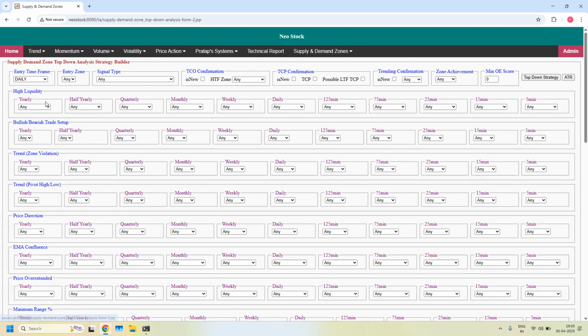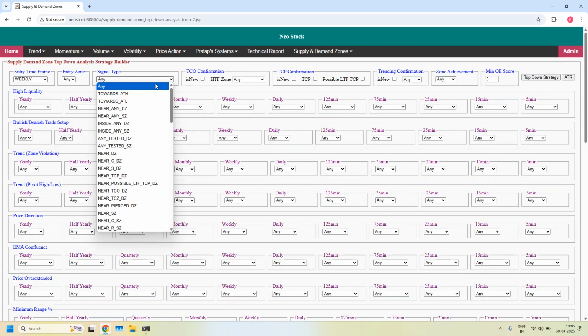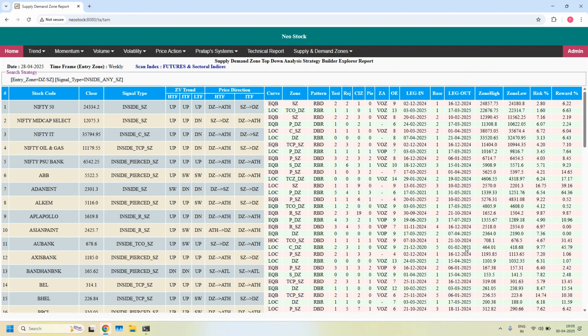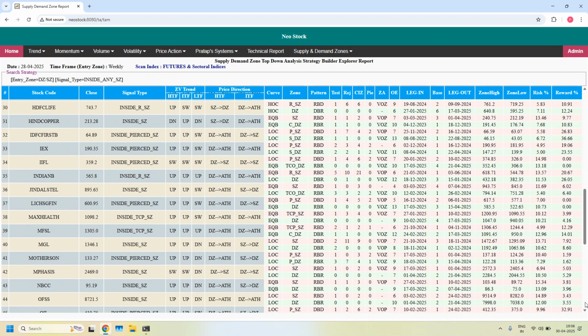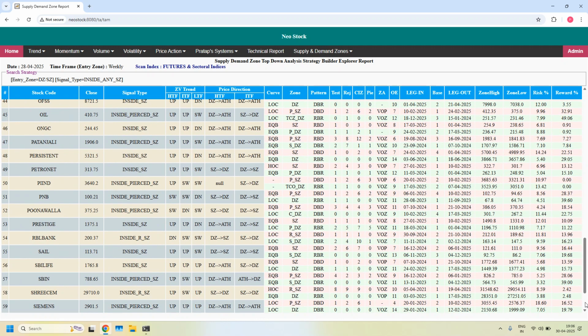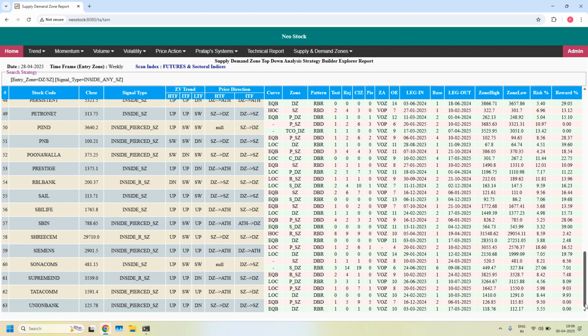Next, weekly time frame, price closed inside the weekly supply zone. First 15 stocks in the list. Scrolling the list down. So total 63 stocks are filtered.